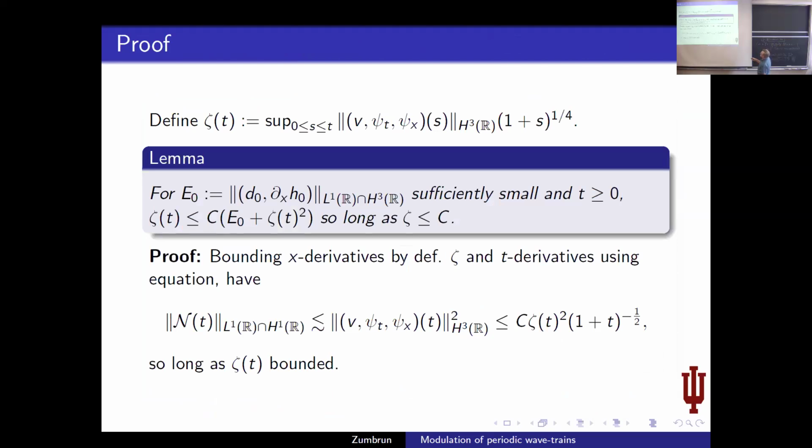So I'm controlling V, but also derivatives of psi. So those have an extra derivative. And okay, when we bound the nonlinear source term, we get something that by definition is zeta squared times 1 plus t to the minus 1/2. That's what we had always in the past. That's the L2 norm of it, and then, sorry, the L1 intersect H1 norm.